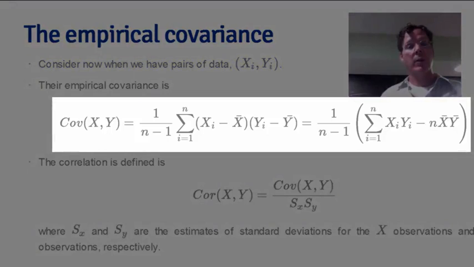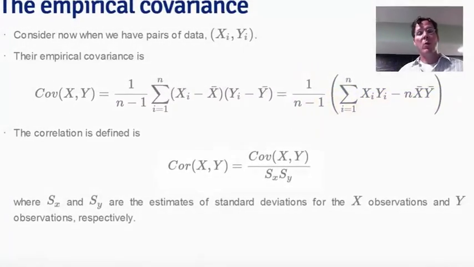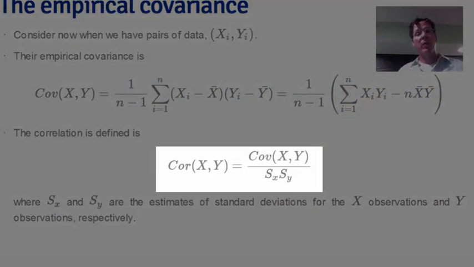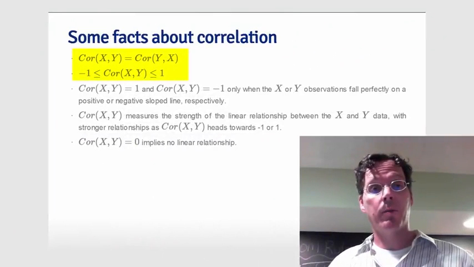Then we just define the covariance between x and y as 1 over n minus 1 times the summation of the x deviations around their mean times the y deviations around their mean. I give a shortcut formula over there. The correlation is simply the covariance standardized into a unitless quantity. So the correlation is the covariance of x and y, which has units of x times units of y, and then we divide by the standard deviation of x and the standard deviation of y, and we get a unit-free quantity. And we'll end our whirlwind tour of notation with some basic facts about correlation.